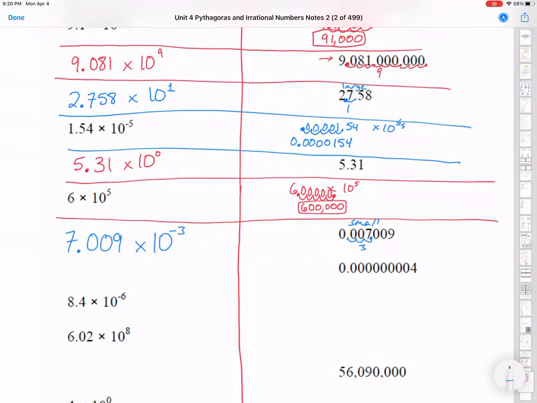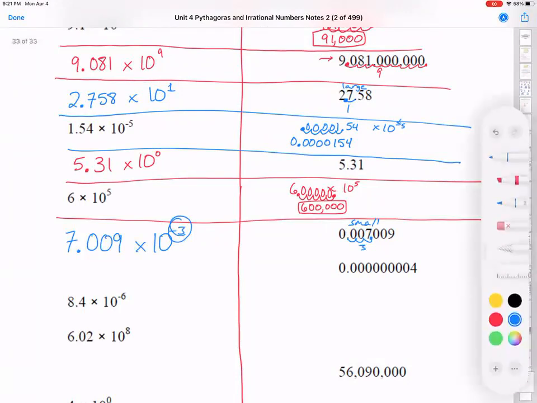A lot of the times the big confusion is, well, which way do I move the decimal? And especially the signs, like when is it negative versus positive? Really, guys, just think about what you're starting with. Is it a small number or a big number? If you do that, that pretty much tells you what sign you're going to have.